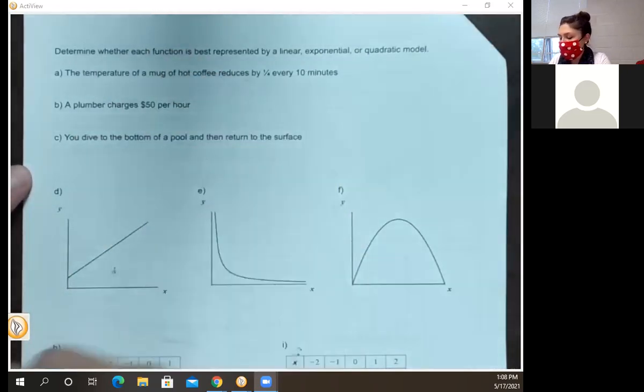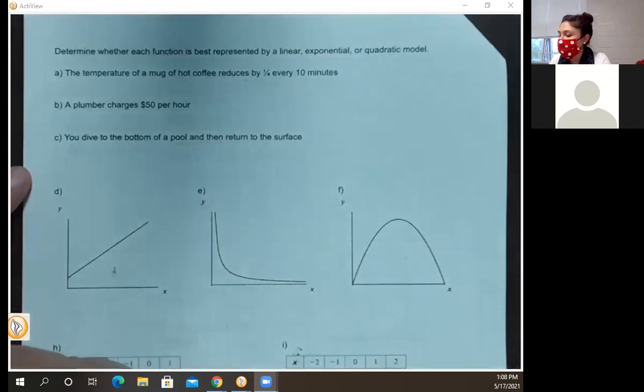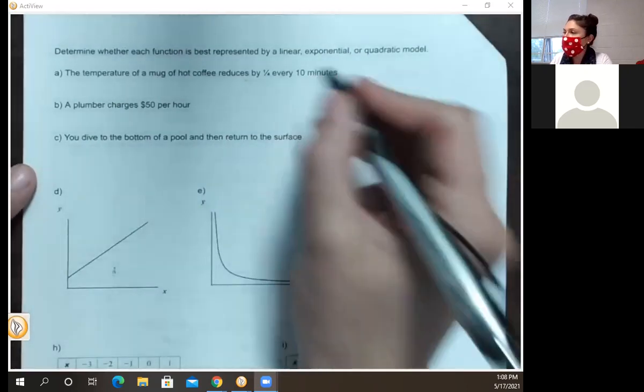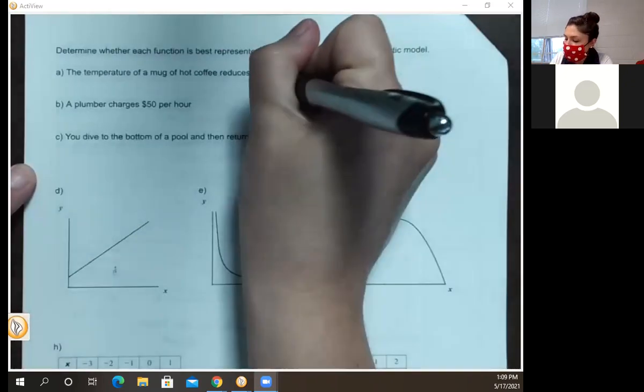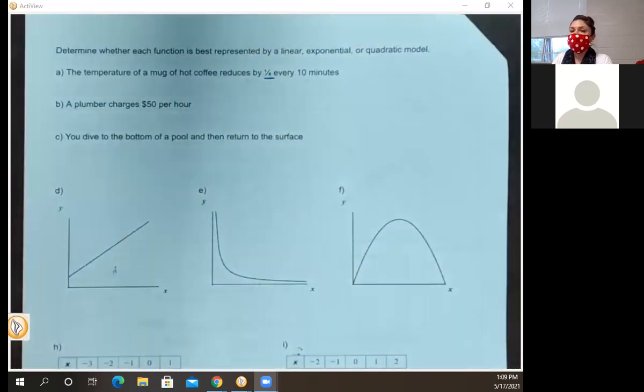So for A, it says the temperature of a mug of hot coffee reduces by 1/4 every 10 minutes. Now, if this were telling me the temperature reduces by 4 degrees every 10 minutes, that means I would change the temperature by the same amount every interval of time. But I'm not saying it reduces by 4 degrees. I'm saying it reduces by 1/4. So I would take whatever the current temperature is and take away 1/4 of those degrees.